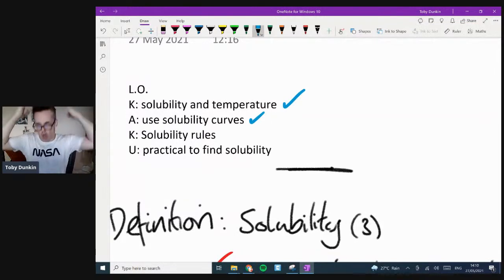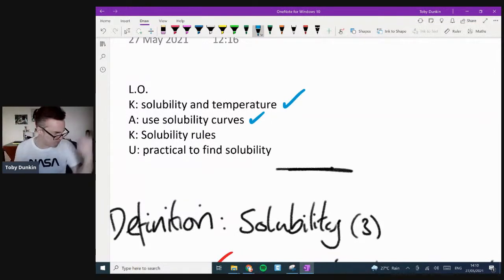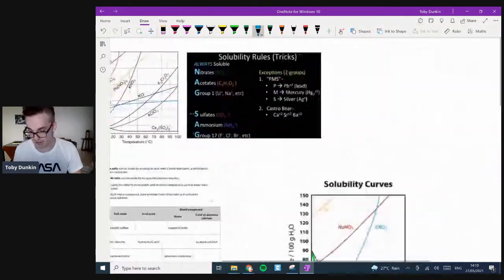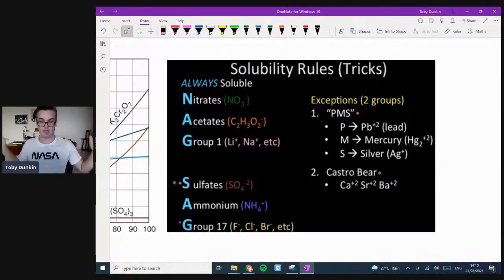Now we get onto solubility rules. Right, so what are the rules? I never do this. I'm actually going to write it out with you guys. These are the rules. I kind of like this table. It's actually a really good table. It pretty much covers everything.